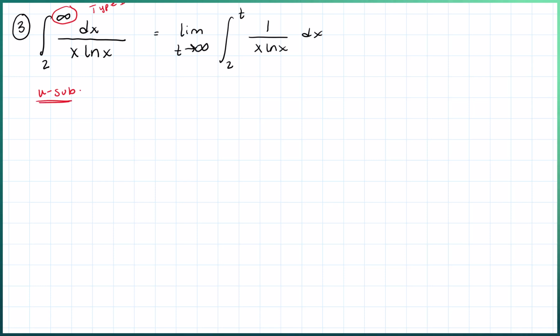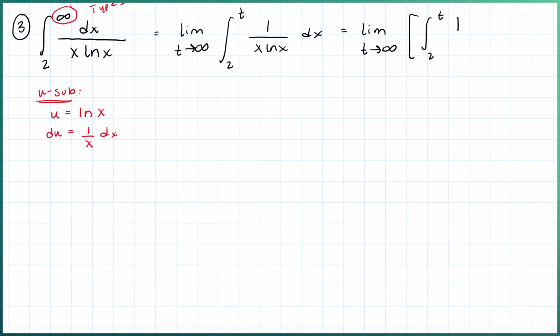I don't think we need to speed up the video. It'll be pretty fast because if u is the natural log of x, then du is 1 over x dx, and I can make that direct substitution. Again, we integrate before we take the limit, so we'll carry the limit throughout. We're going to be integrating from 2 to t.